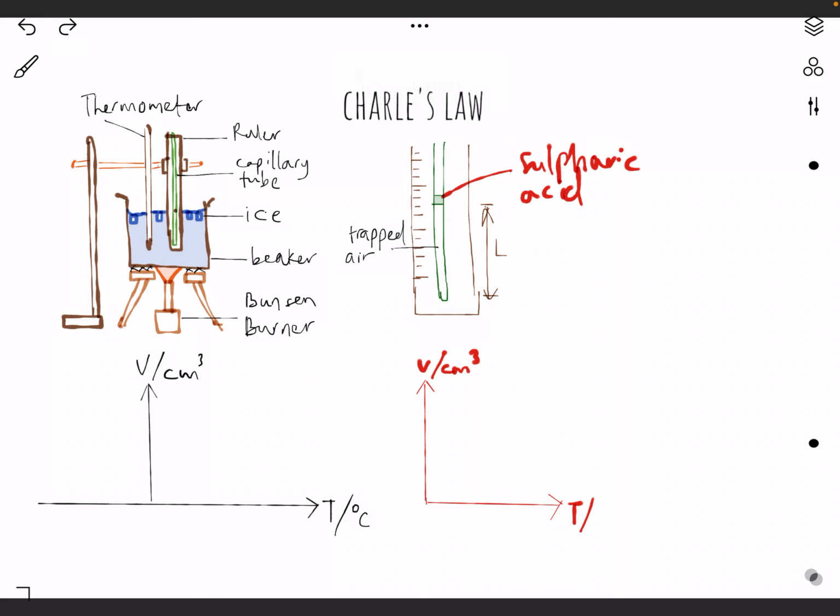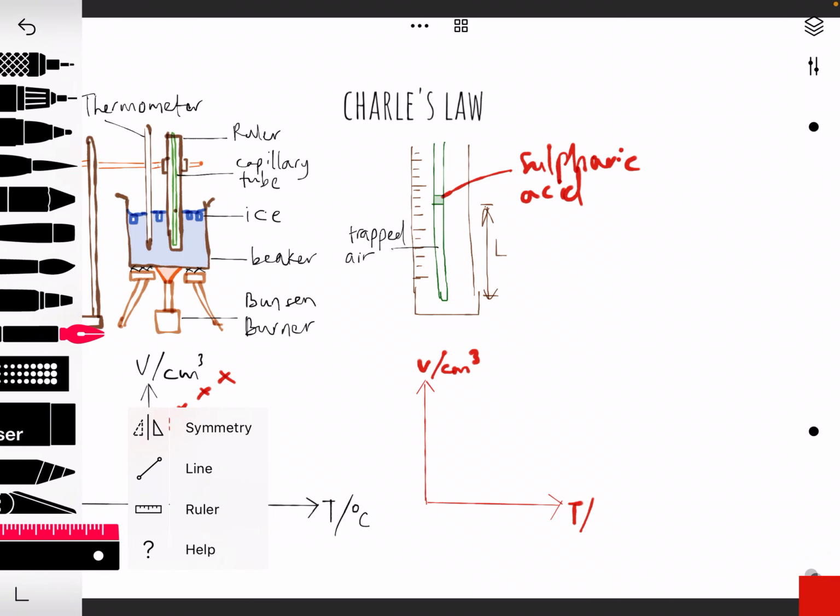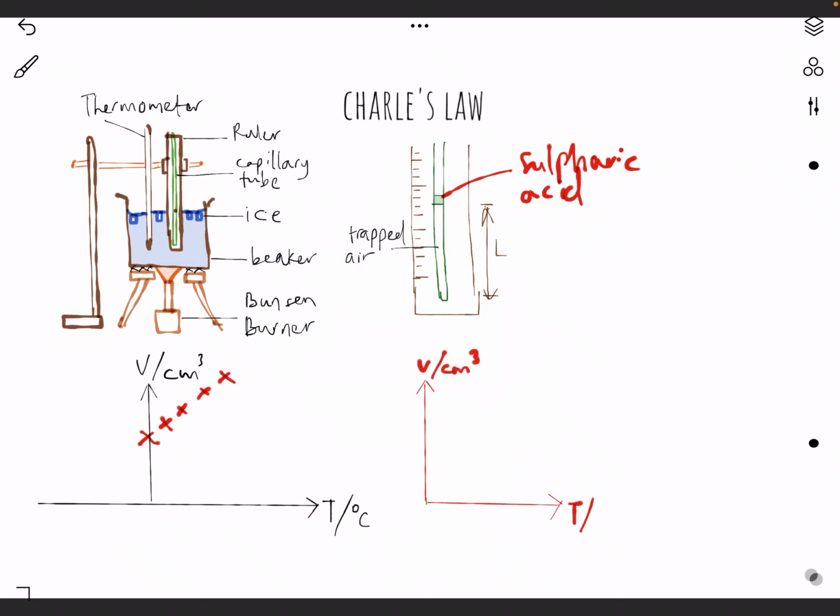The length here represents the volume of trapped air. Now the experiment is started at zero because we have ice, and we have a certain length. So we can plot a graph somewhere here. And then since we have the Bunsen burner, the temperature of the water will increase. And when the temperature increases, the volume also increases. So when you have the plots, now you can draw a best fit line joining all the plots there.